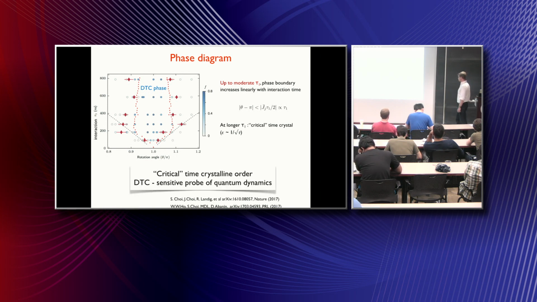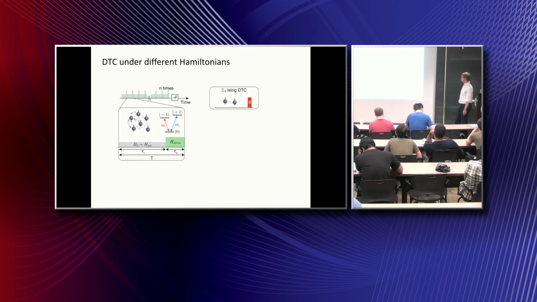So basically, what we learned here is that this critical time crystalline order that we observe is a very sensitive probe of quantum dynamics, and in particular it probes how the system thermalizes. And so we made use of this idea, and we extended this analysis to different types of Hamiltonians, which we can engineer dynamically.